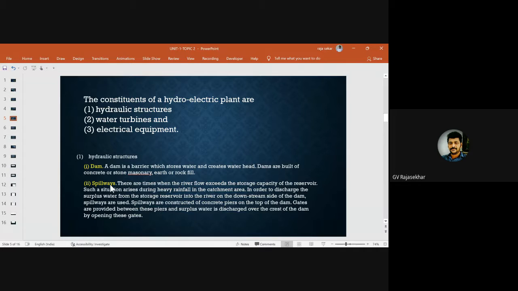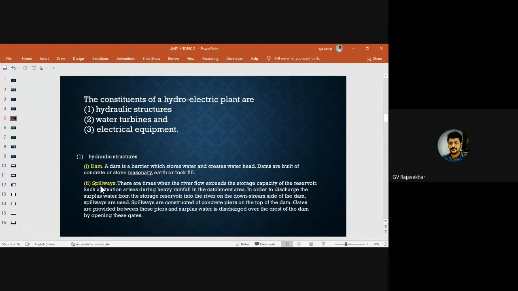The second part we require is spillways. What is the purpose? Why are spillways required? Sometimes there will be a storage of water more than required, or there will be some demand for the water from irrigation or some other purposes. So instead of sending it through the penstocks to the power plant, we directly release the water.